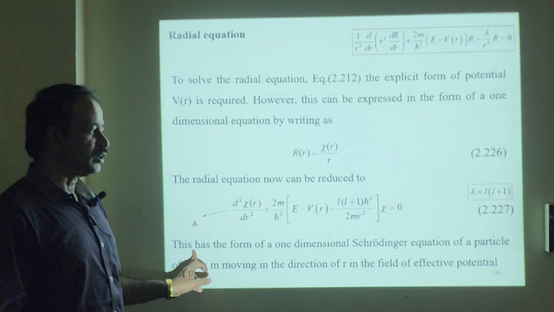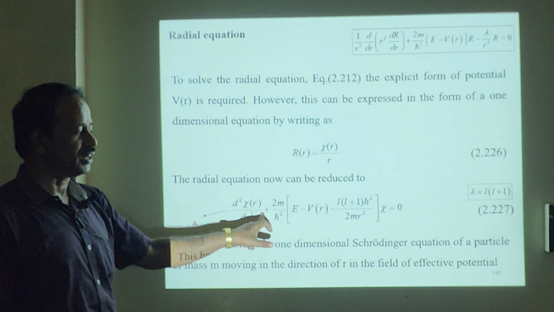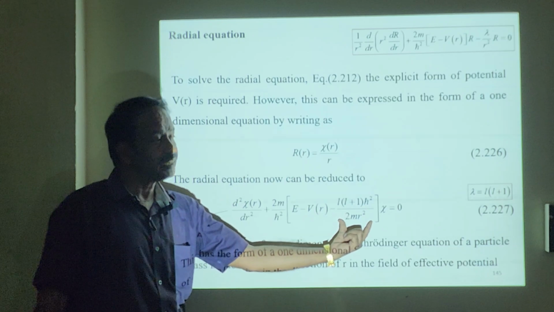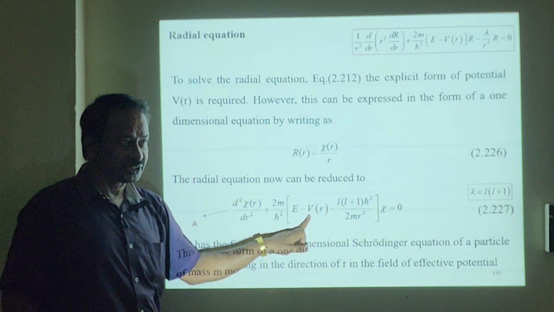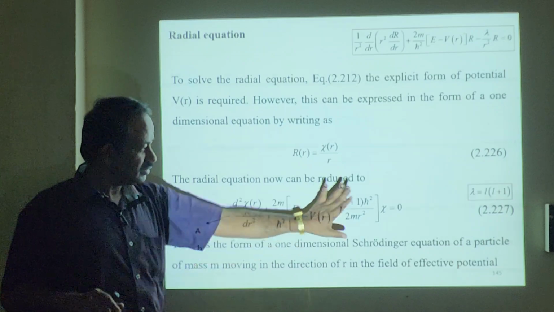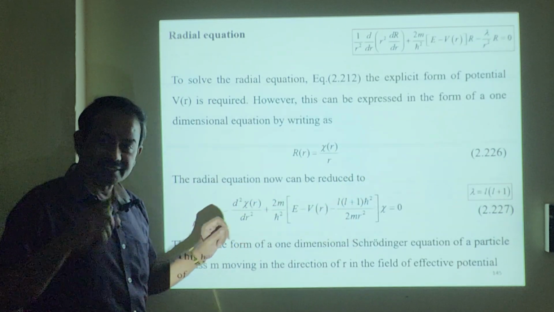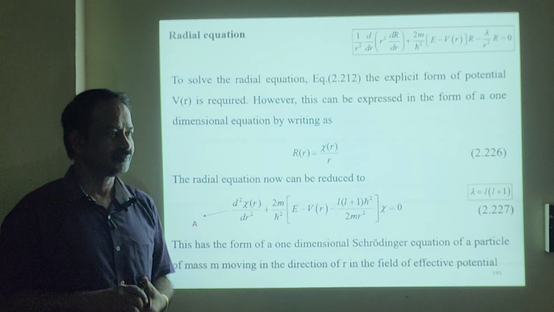This has the form of a one-dimensional Schrodinger equation of a particle of mass m moving in the direction of r in the field of effective potential. Why are we saying effective potential? Because we have subtracted one term. This is the ordinary potential, E minus V of r. Suppose if it is not here, l equal to 0, it exactly resembles our one-dimensional Schrodinger wave equation. It is easy to solve.